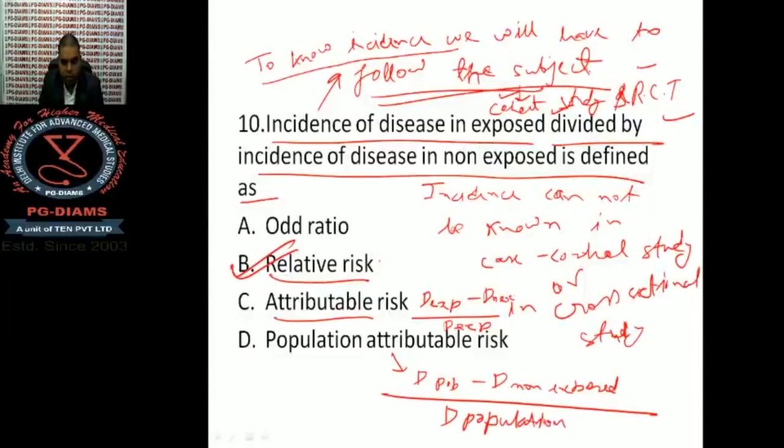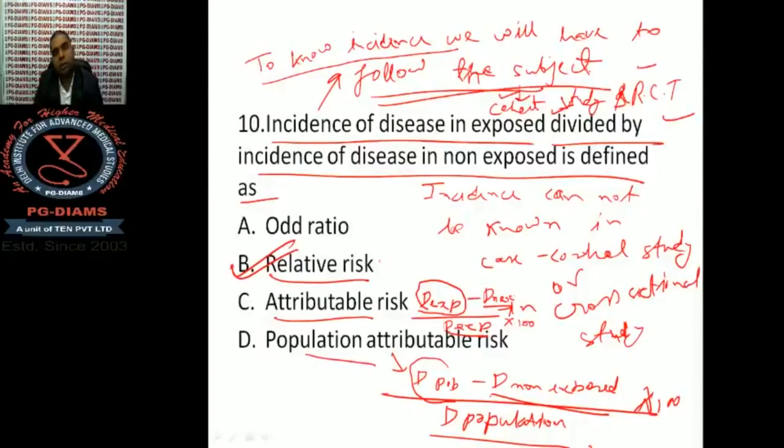So the formula for both attributable risk and population attributable risk is the same, as disease in non-exposed is common in both of them. Only what we have done is we have changed disease in exposed with disease in population. Okay. So if you remember the formula for attributable risk, and you replace disease in exposed with disease in population, the formula for population attributable risk comes out. Okay, simple.